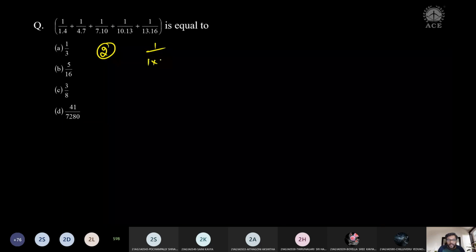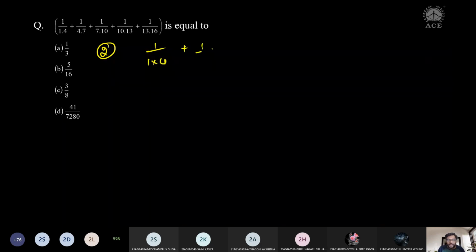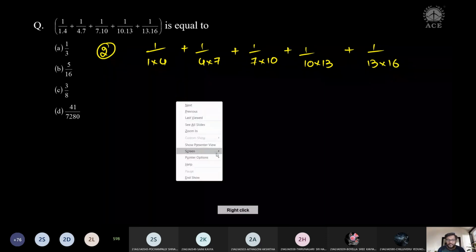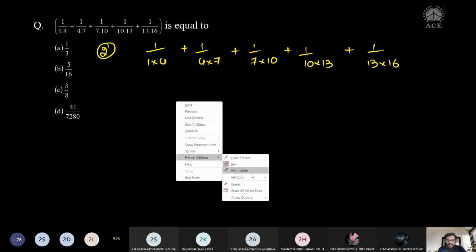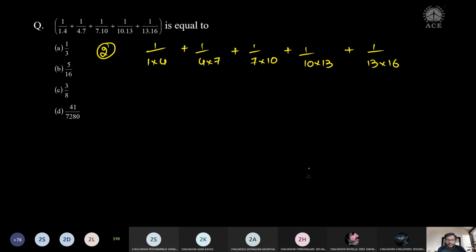This question is 1 by 1 into 4, then 4 into 7, 7 into 10, 10 into 13, 13 into 16. Now, is it similar to the previous question or not?